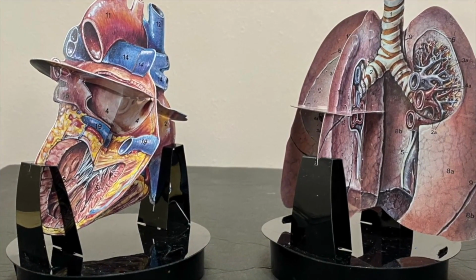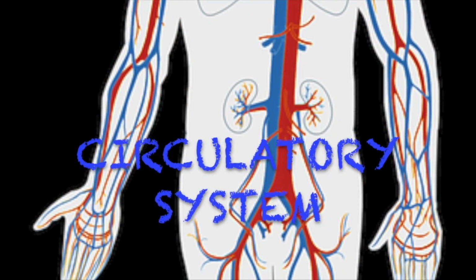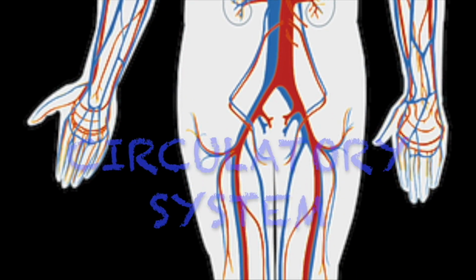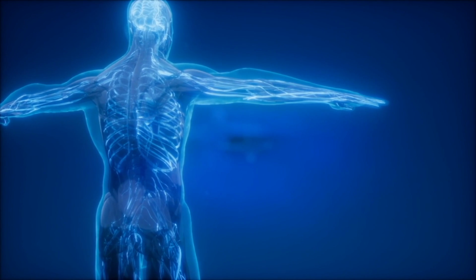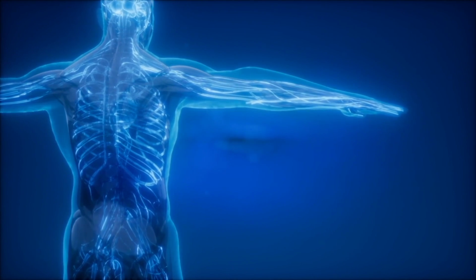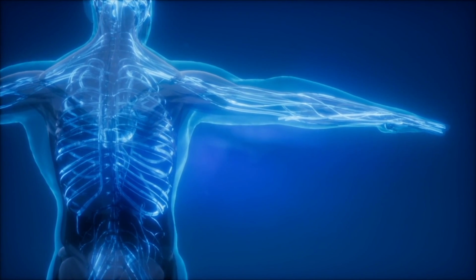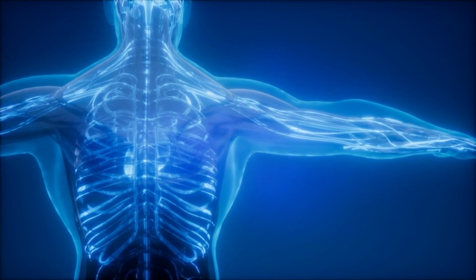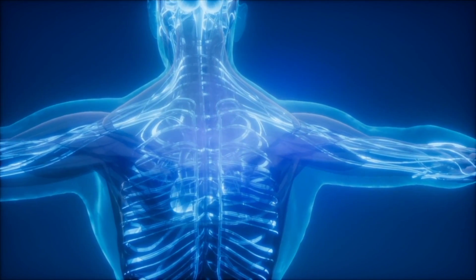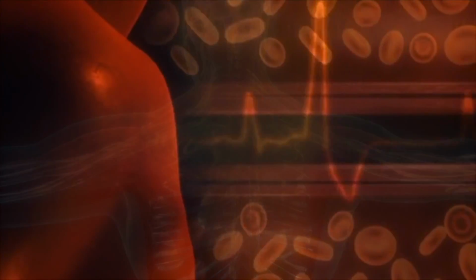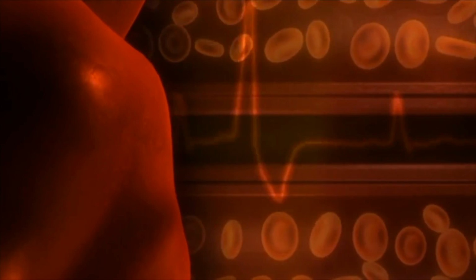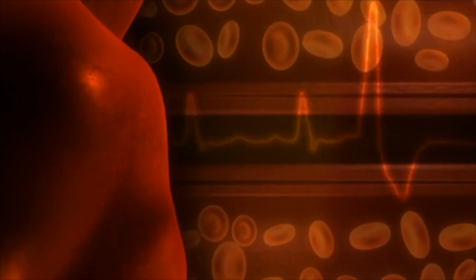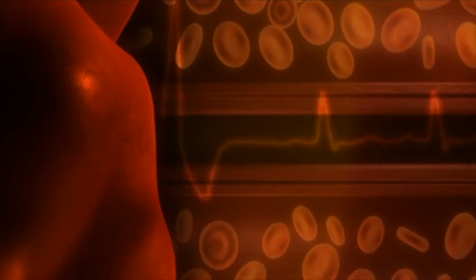Okay, let's go ahead and move on to the systems we're going to learn today. We're going to start with the circulatory system. Our circulatory system is sort of like a transportation system of our body. It carries and distributes things like nutrients, sugar, and oxygen to different parts of our body and collects waste for removal. Our circulatory system consists of our heart, blood, and blood vessels.